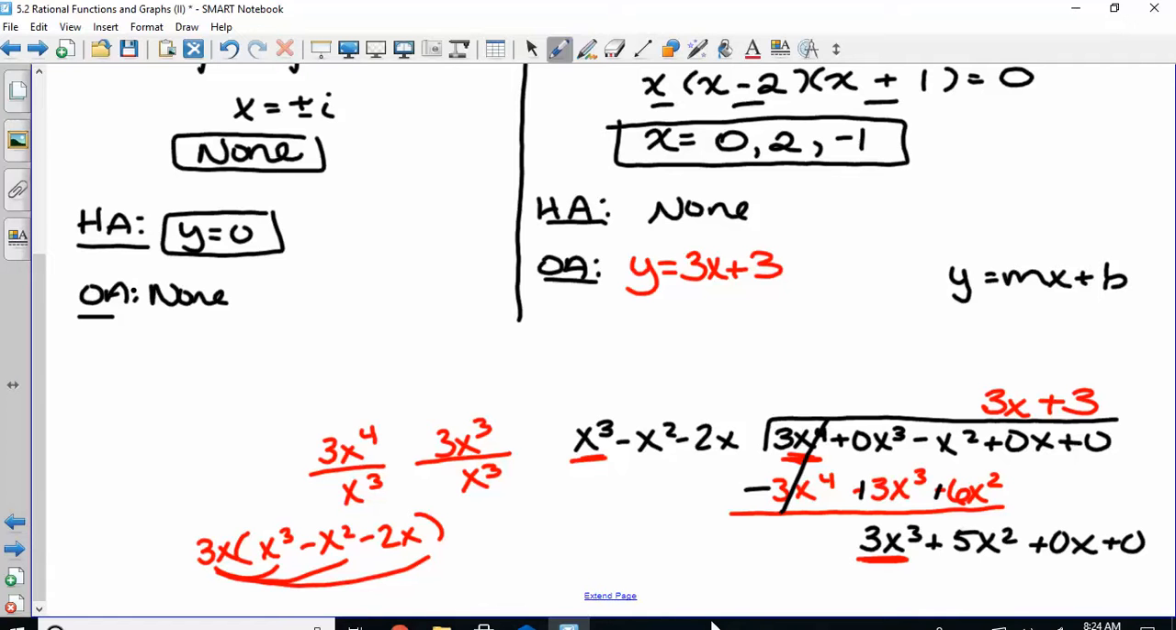So oblique asymptotes are definitely the most difficult to find. You have to kind of go back a little ways and remember that long division from before. What questions do you guys have for me? Okay. Do you just want to do another one?